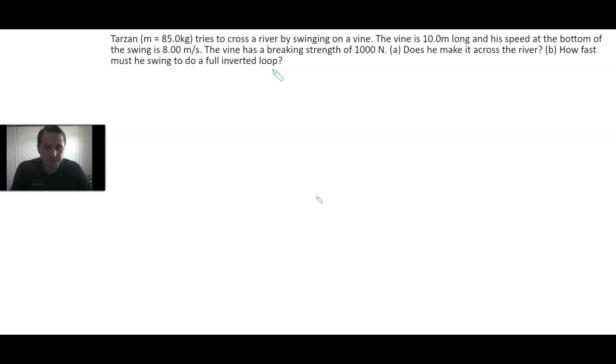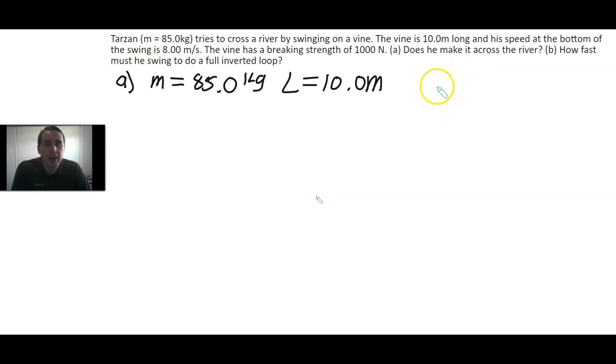Okay, well, let's go ahead and start this problem by writing down our knowns. So we'll start with that the mass is 85.0 kilograms. And we also know that the length of the vine is going to be 10.0 meters. And we know that v at the bottom is equal to 8.00 meters per second. That's the velocity. And we want to know, does he make it across the river?